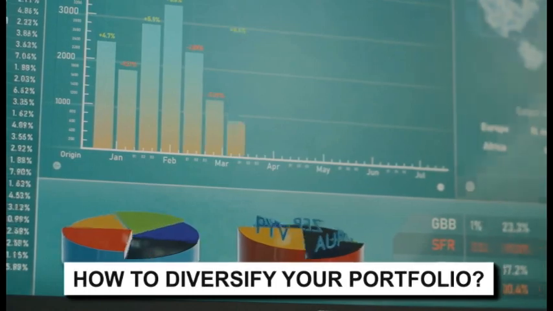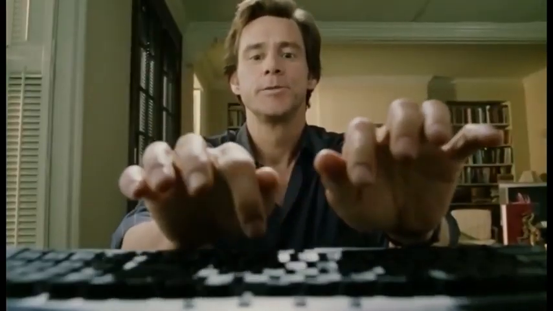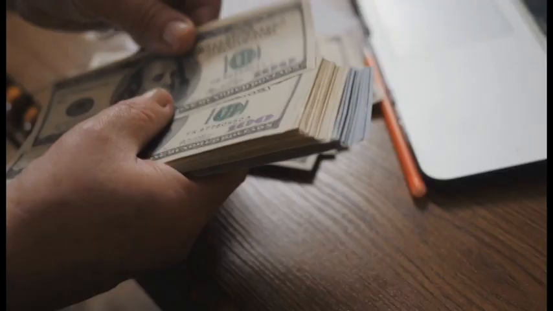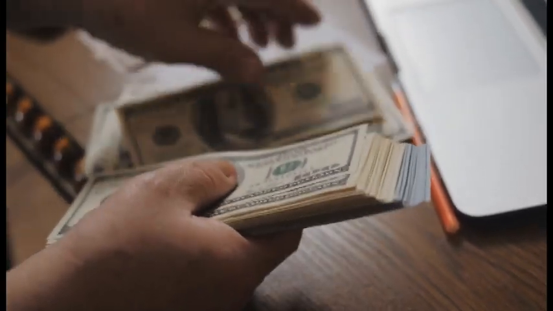How to diversify your portfolio. Traditional portfolio theory says that there are 3 levels or steps to diversification: allocating capital, allocating assets, and choosing securities. Capital allocation means putting your money into investments with different types of risk.